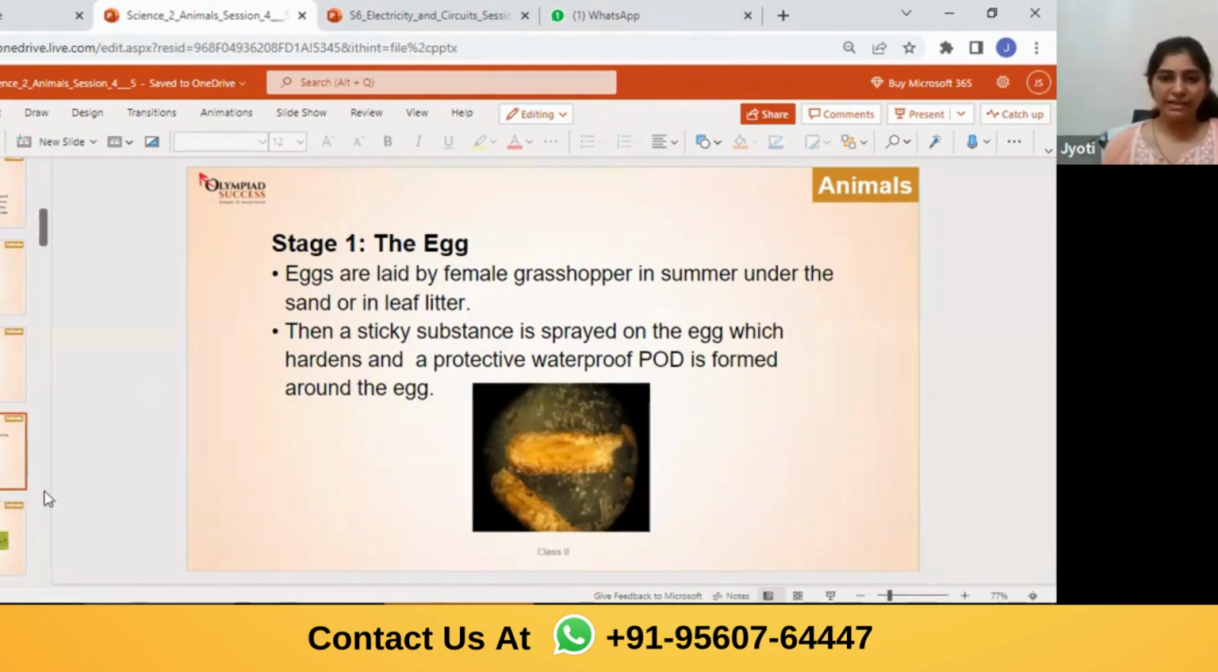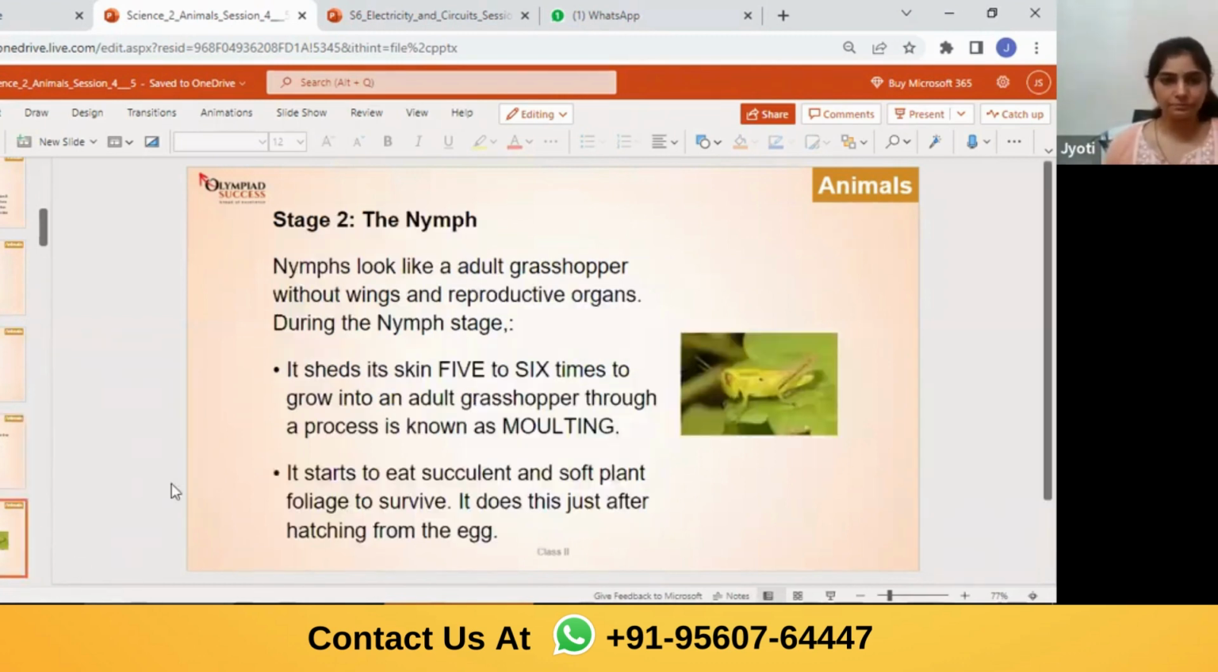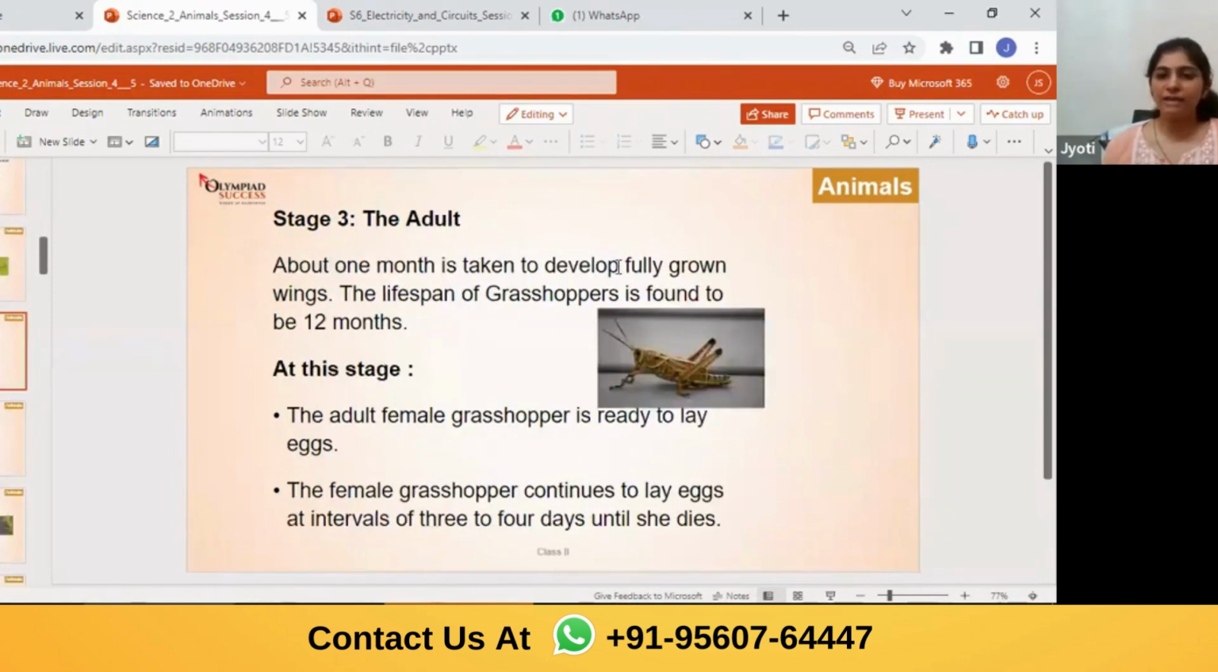So eggs are laid in the pod, and some sticky substance is sprayed on the egg, which hardens and makes a protective covering. Then the nymph emerges, which undergoes molting, or sheds its skin, 5 to 6 times. And it starts eating plants just after hatching from the egg. Then we have seen an adult grasshopper, which is ready. Again, the female grasshopper is ready to lay the eggs.